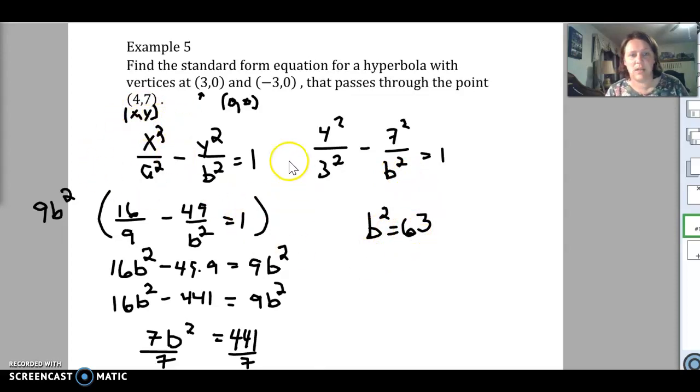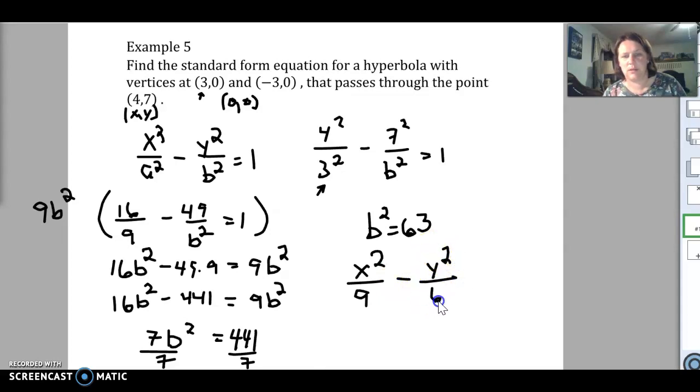So we have this form right here. We're going to have x squared over 9. We know that from here, and that we got that 3 from the vertices. Minus y squared over 63 equals 1. Okay, and then that's our final answer.